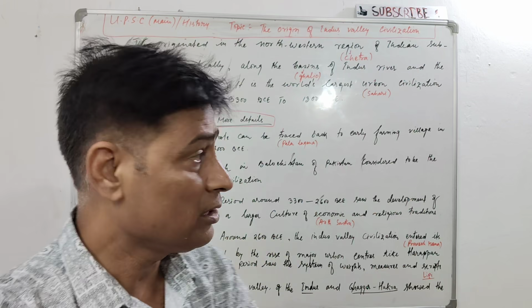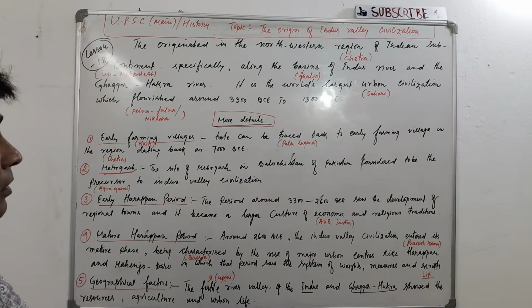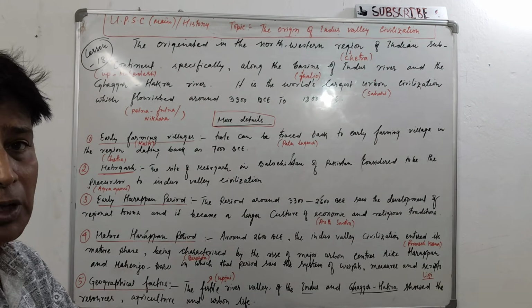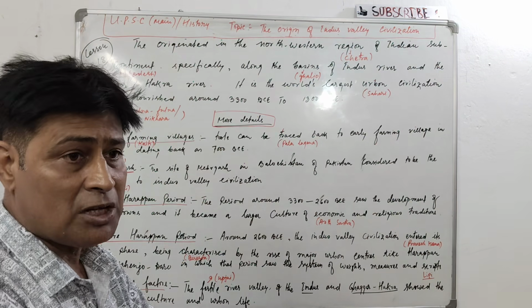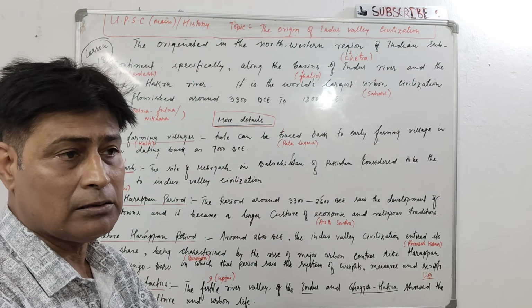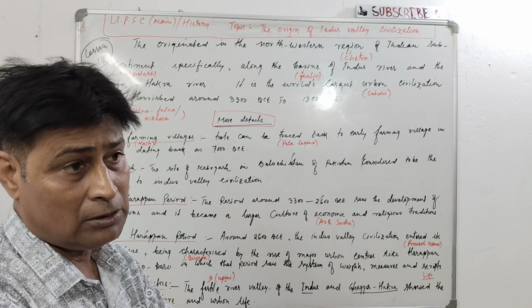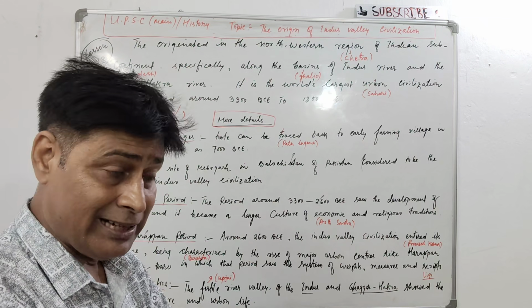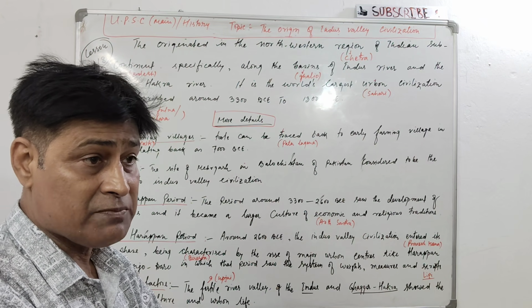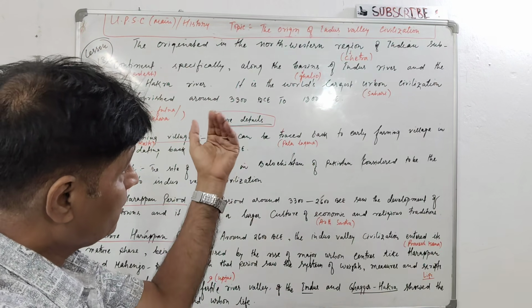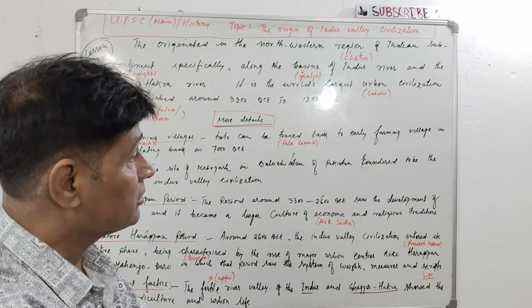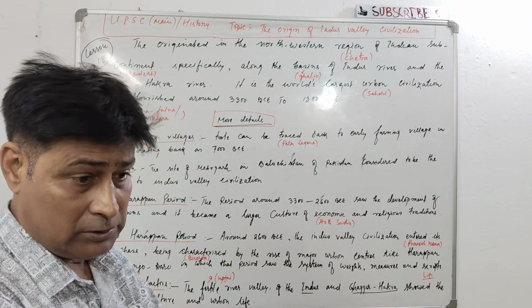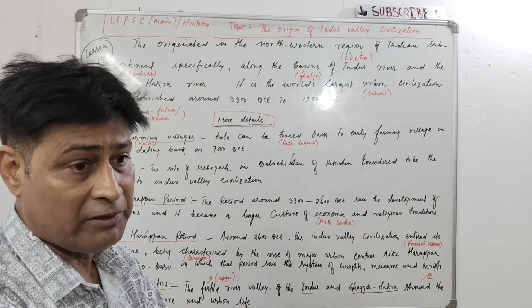Main History Lesson 18. The topic is the origin of Indus Valley Civilization. Well, when we talk about civilization, we must not forget the ancient civilization called the Indus Valley civilization. There were 2-3 civilizations during that time: Mesopotamia and Indus Valley. Of these, the Indus Valley civilization is found in India, Pakistan, and part of Afghanistan.